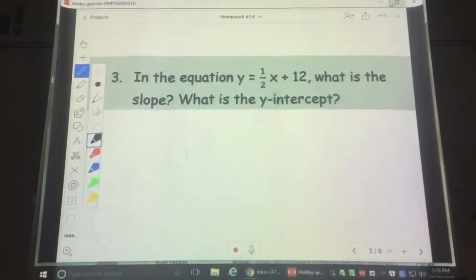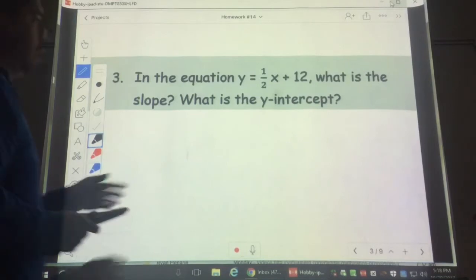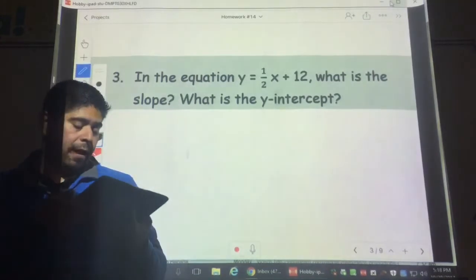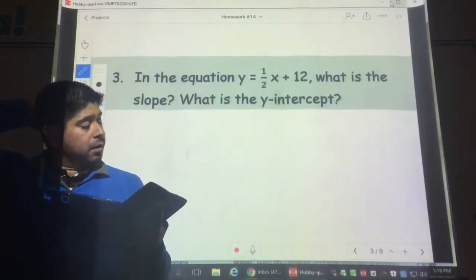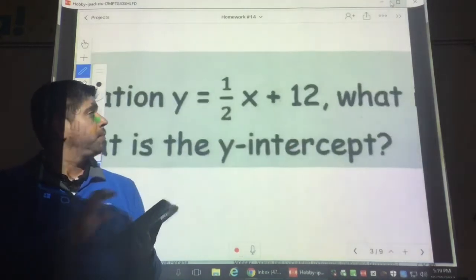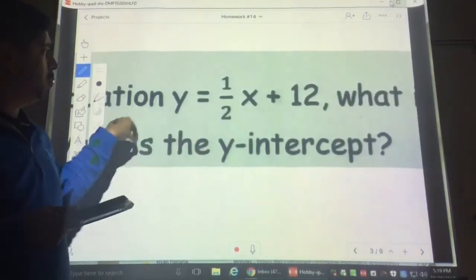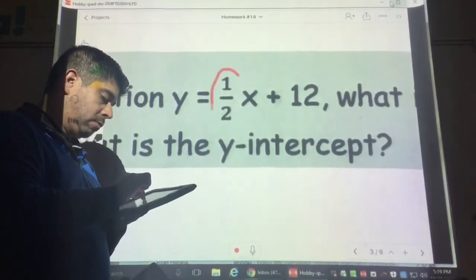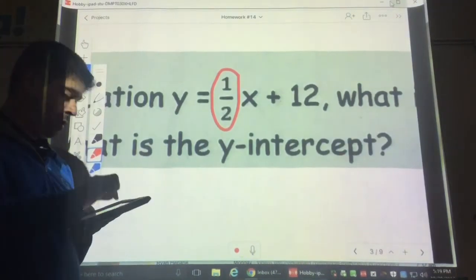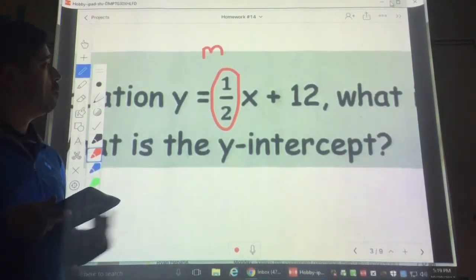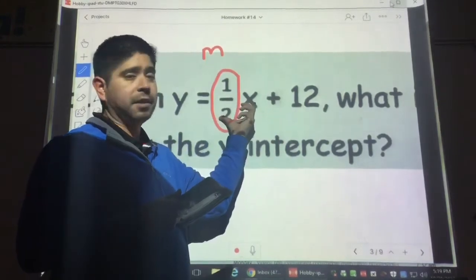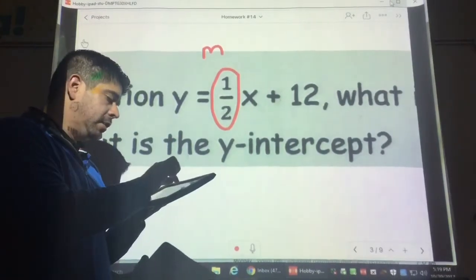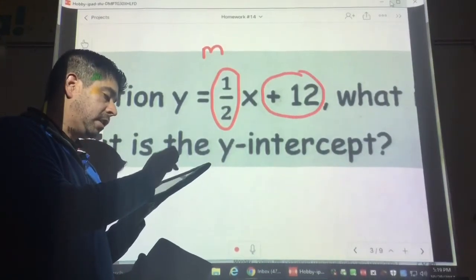Okay, number 3. In the equation, y equals 1/2 x plus 12, what is the slope, and then what is the y-intercept? So this is very simple. There's not too much thinking about it. I'm going to do this in red. So I'm going to zoom in on the equation here. Now, I'm looking for the slope, which is very simple. It's whatever is in front of the x is the slope. So my slope is 1/2. And then the y-intercept is whatever is attached after the x, plus 12. If it was a minus, it'd be minus 12. So I include the sign that's with it.